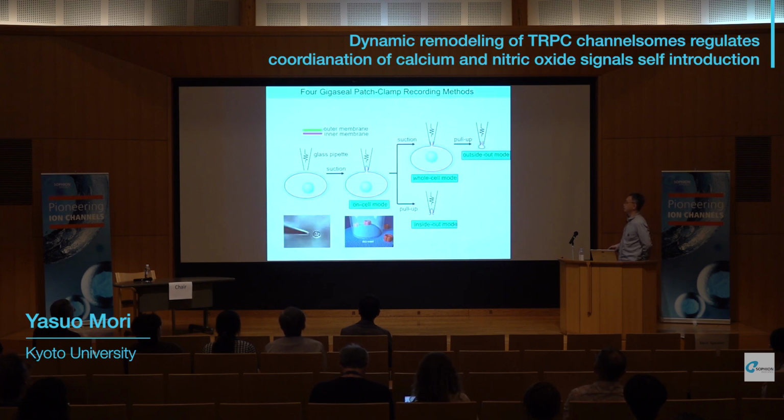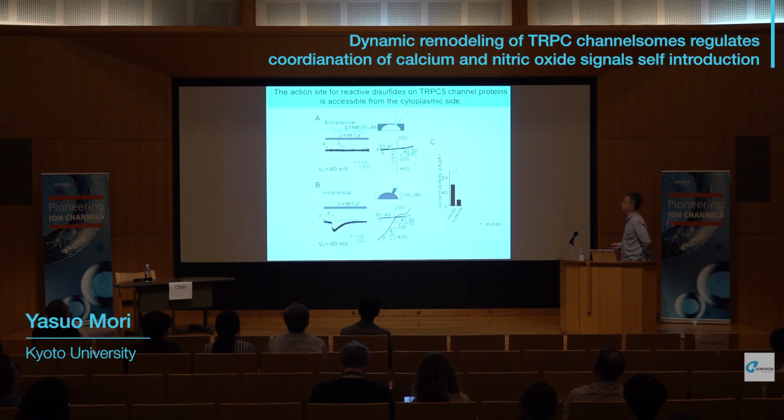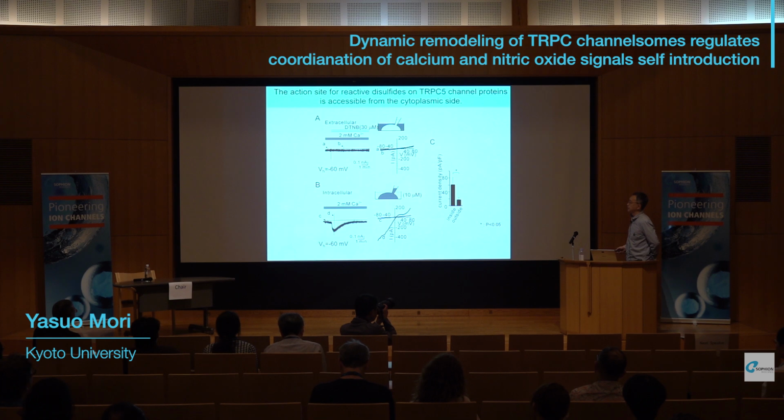And so in the whole-cell mode patch clamp method, the extracellular application of DTNB, a membrane impermeable analog of reactive disulfide, failed to induce any prominent ionic currents through TRPC5. But once this compound is applied from the intracellular solution through the patch pipette, it induces very nice current-voltage relationship traces characteristic of TRPC5.